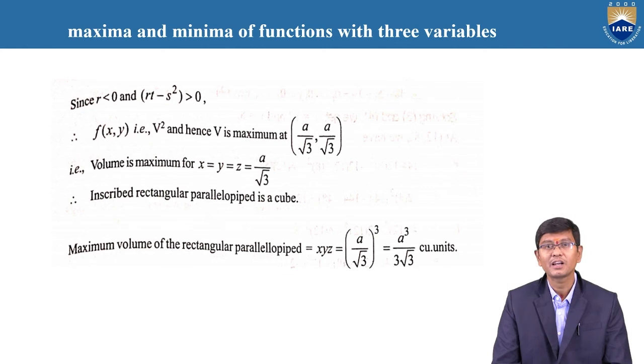Therefore, the volume of the rectangular parallelepiped is nothing but xyz, which is required. Therefore, x is equal to y is equal to z is a by root 3. Therefore, xyz is a by root 3 of whole cube, that is nothing but a cube by 3 into root 3 is the value.